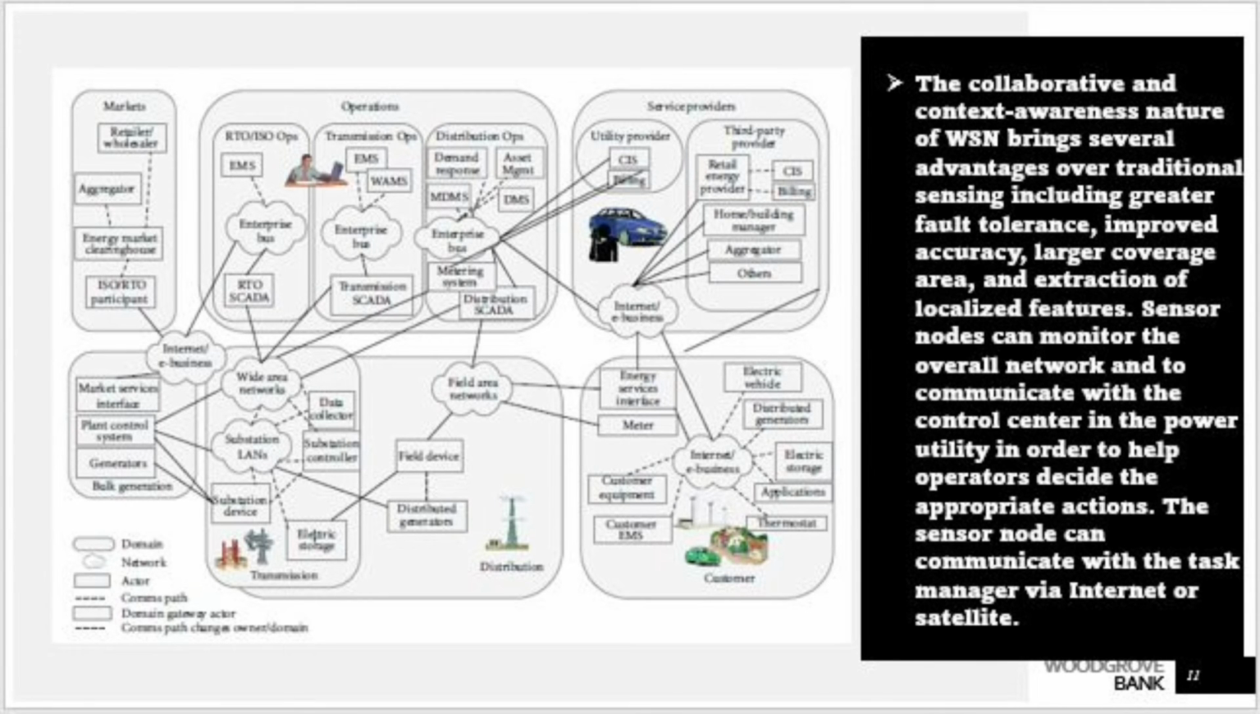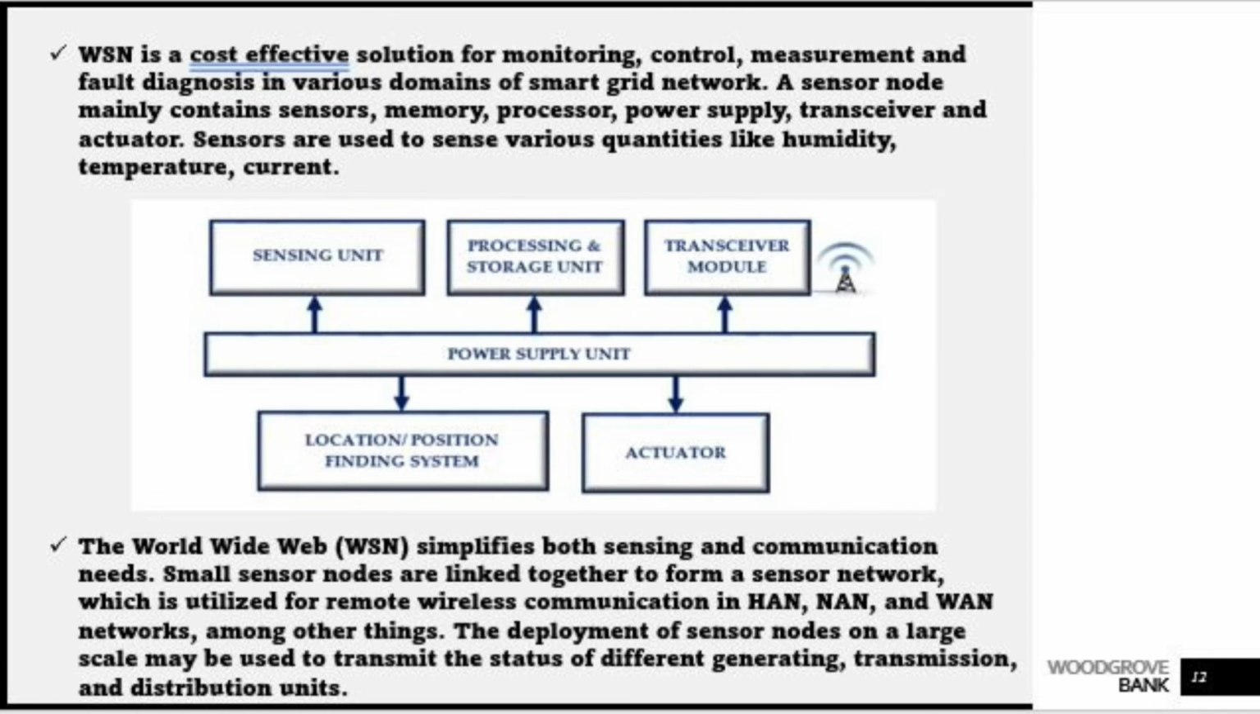Okay, the collaborative and context awareness nature of wireless sensor network brings several advantages over traditional sensing, including greater fault tolerance, improved accuracy, larger coverage area, and extraction of location features. Sensor nodes can monitor the overall network and communicate with the control center in the power utility in order to help operators decide the appropriate action. The sensor node can communicate with the task manager via internet or satellite. Wireless sensor network is a cost-effective solution for monitoring, control, measurement, and fault diagnosis in various domains of smart grid network.